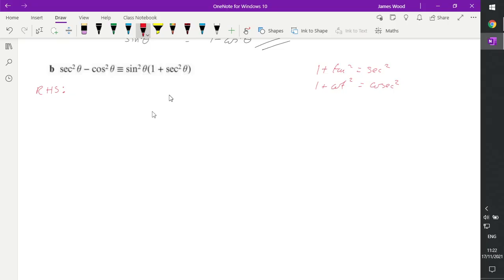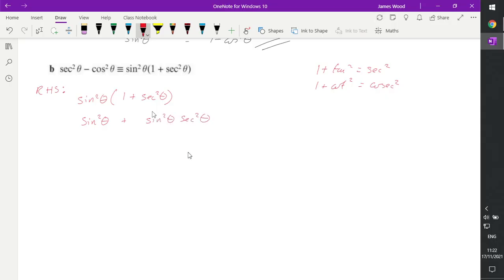But sometimes you might start at the left and you play around a bit and you get stuck, and then you can try and do it the other way, and that might be easier or more obvious. So sometimes it's worth trying both if you're getting stuck. So let's start at the right hand side here. So I've got sine squared theta times 1 plus sec squared theta. I'm going to multiply this out. So I've got sine squared theta plus sine squared theta sec squared theta.